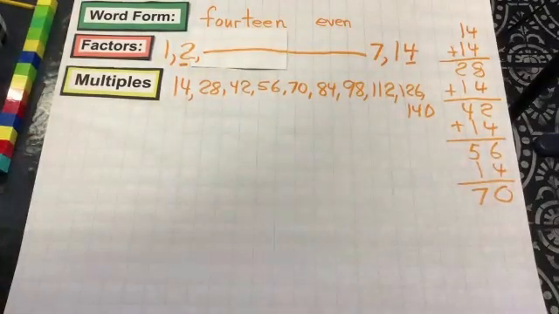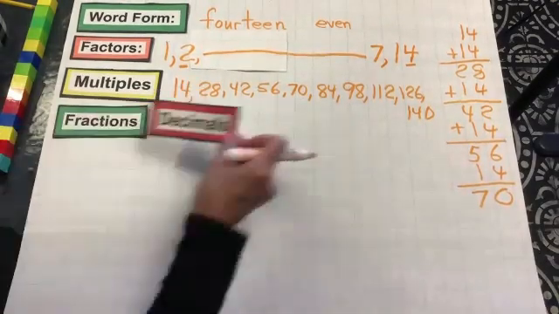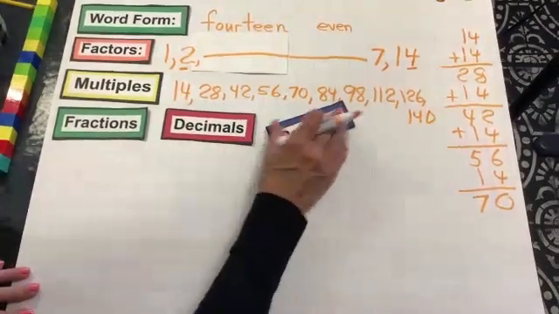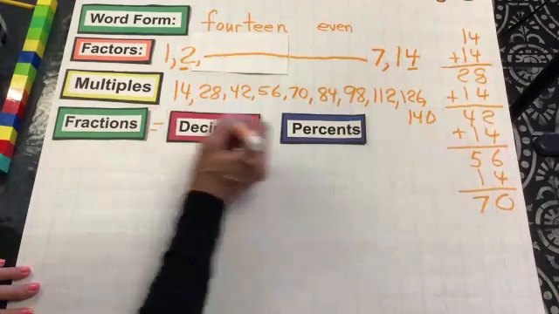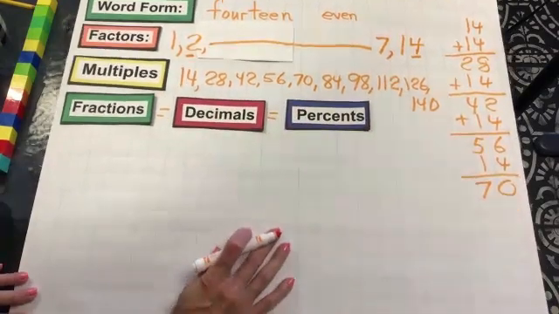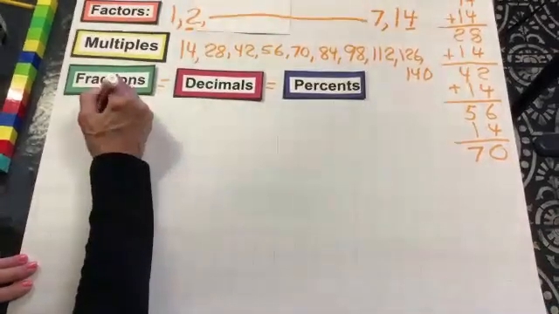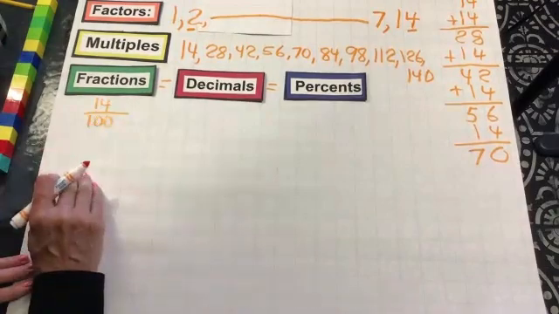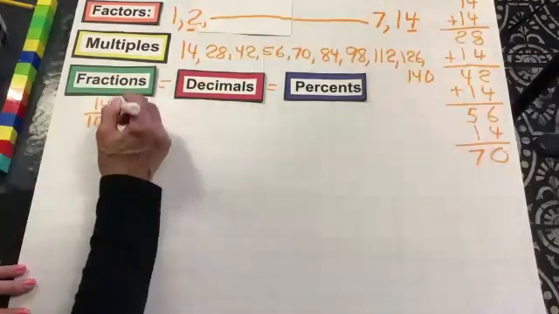And let's move on to fractions, decimals, and percents. So we know that all of these are just a different form of each other, so they all equal each other. We always base it on 100 days of school, so we're talking 14 out of 100. Now, what's neat about this is we know 2 goes into 100.